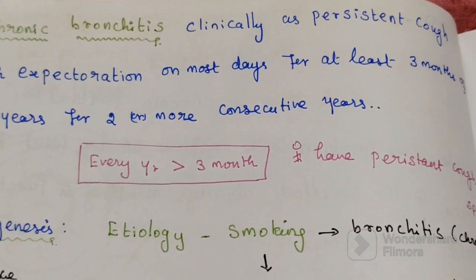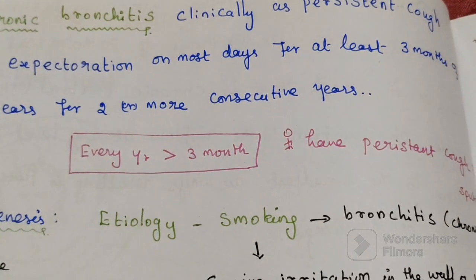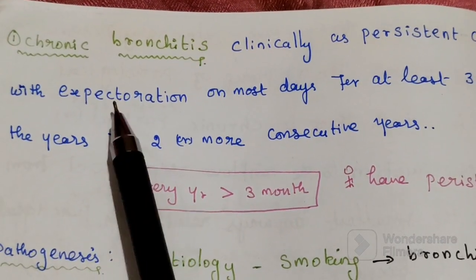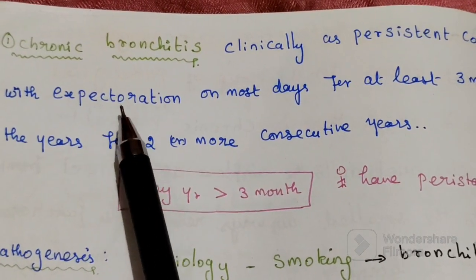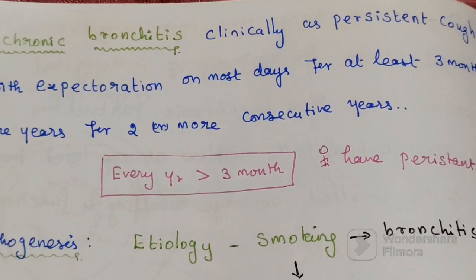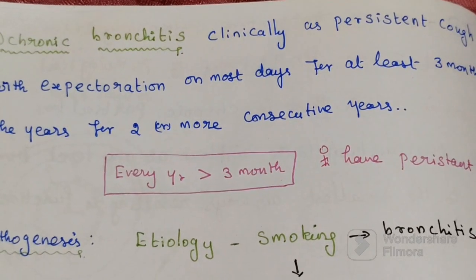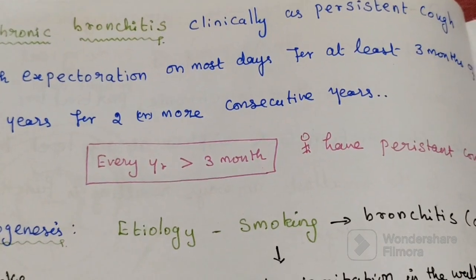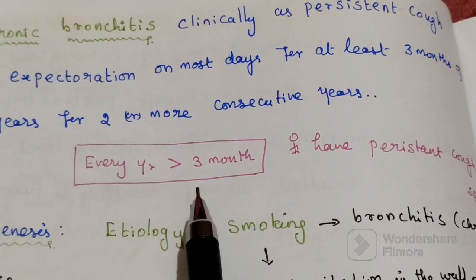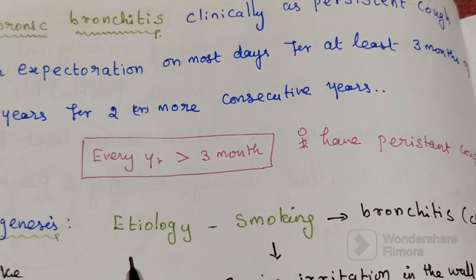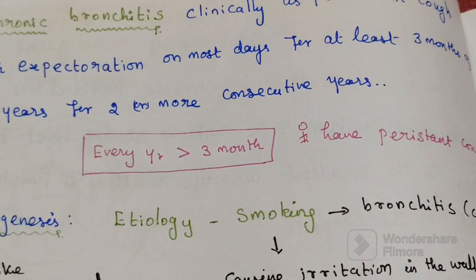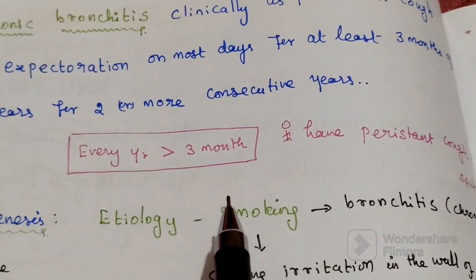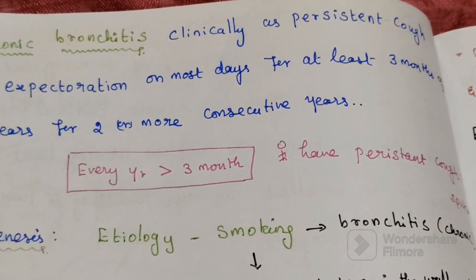There are two types of cough. Cough with sputum is known as expectoration. Expectoration on most days. How many days does the patient have it? Most days for at least 3 months in a year, for 2 or more consecutive years. Continuously for 2 years, a second year, a third year, like that. Every year, they are affected for 3 continuous months.